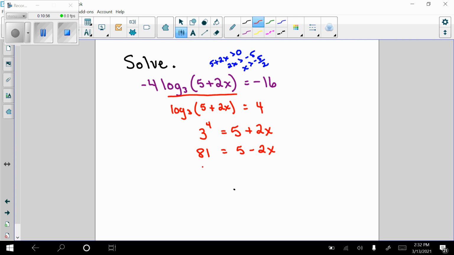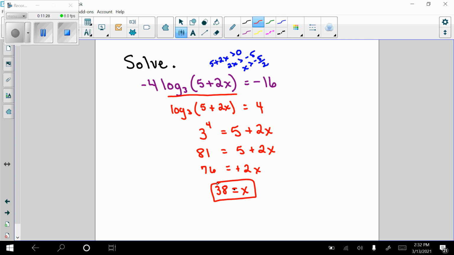Subtract 5, I get 76. And here I get x is equal to, oops, messed that up. That should be a plus. Miscopied that, sorry. 76 divided by 2 is 38. Okay, there's some solving of logarithms.